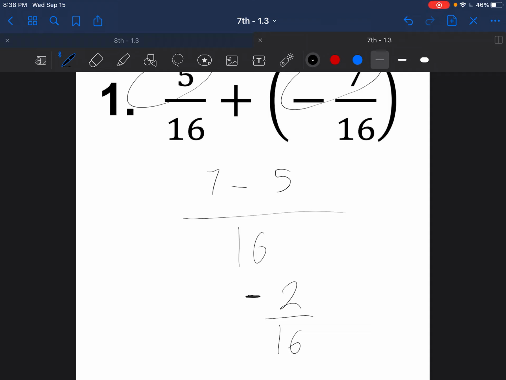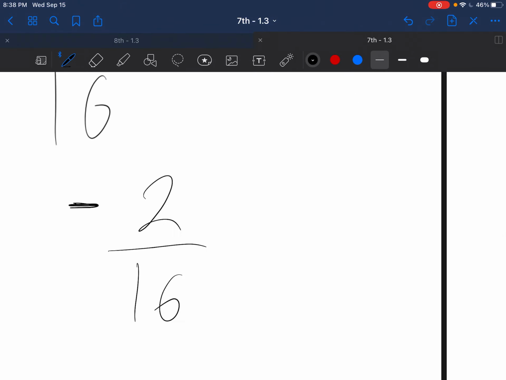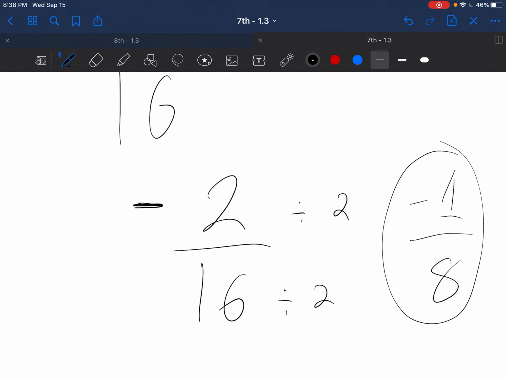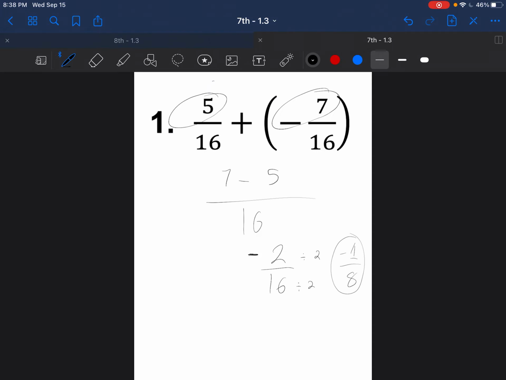Also, am I done? Is there something that I need to do? Yes, there is. I do need to simplify, which means I have to divide. What number can go into 2 and into 16? That is 2. So 2 divided by 2 is 1. 16 divided by 2 is 8. So your answer for this problem is actually negative 1/8. All right, let's move on.